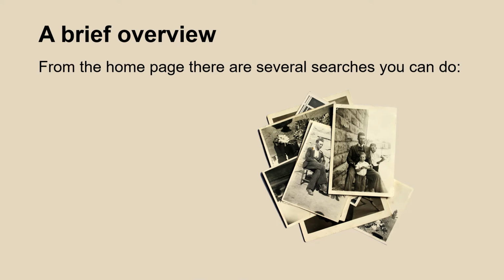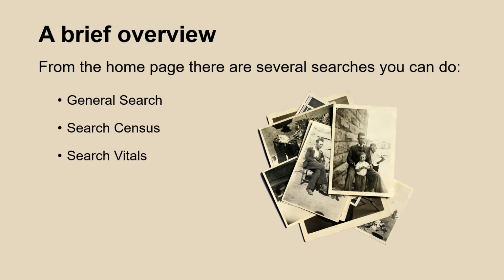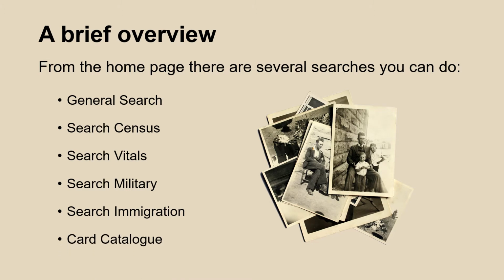So here we have a brief overview of what you can do from the home page on Ancestry Library Edition. There are several searches that you can do. You can go to the search tab and do a general search. You can search the census records. You can search vital statistics, that's births, marriages, and deaths. You can search military records. You can search immigration records, or you can search the card catalogue. But for our purposes today, we're just going to learn how to do a general search.